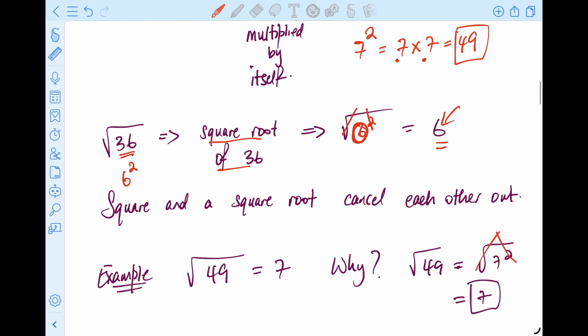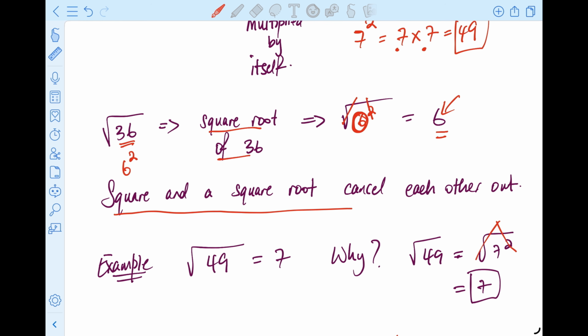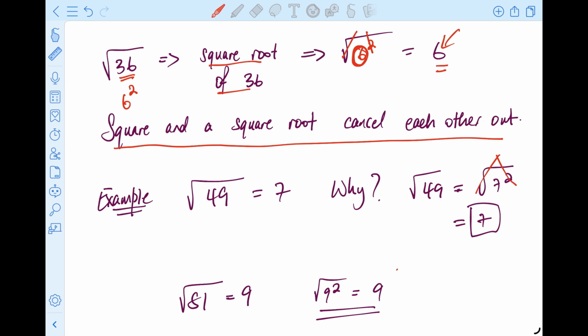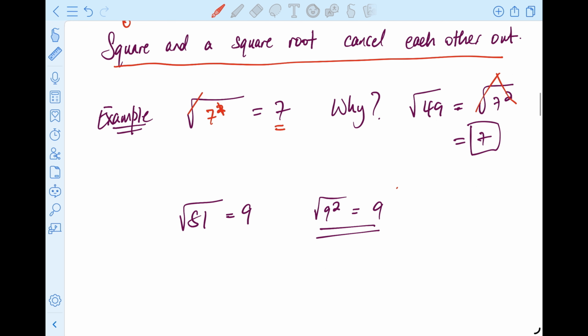So I have it here. A square and a square root cancel each other out. Important. So similarly, the square root of 49 is 7. Why is that the case? Because 49 can be rewritten as 7 squared, which means that this square root will cancel this square, leaving us with 7. Similarly, 81, the square root of it, can be rewritten as 9 squared, which means that the square root cancels the square. Okay?